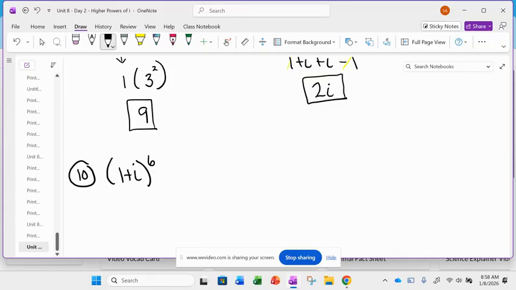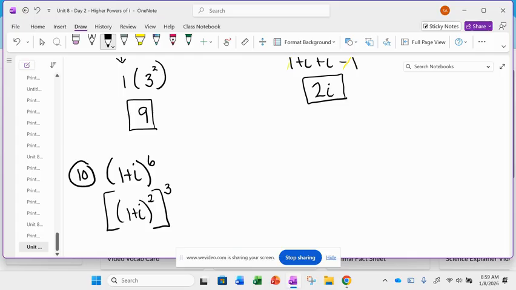if I had to do this, what would it mean? Wouldn't it mean I'd have to FOIL out 1 plus i, multiplying it times itself 6 times? That's a pain, isn't it? Or you can say, well, 1 plus i to the 2nd power raised to the what? 3rd power. Isn't this exactly the same? Why did I manipulate it this way?